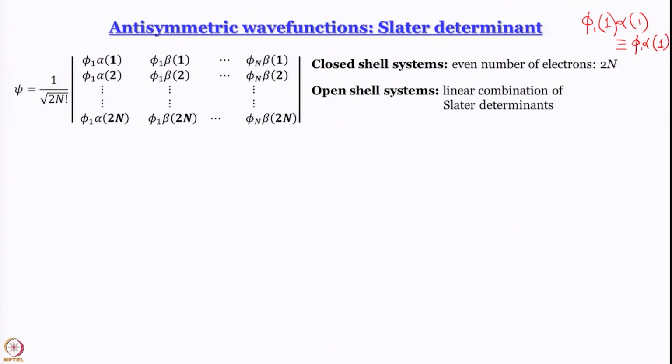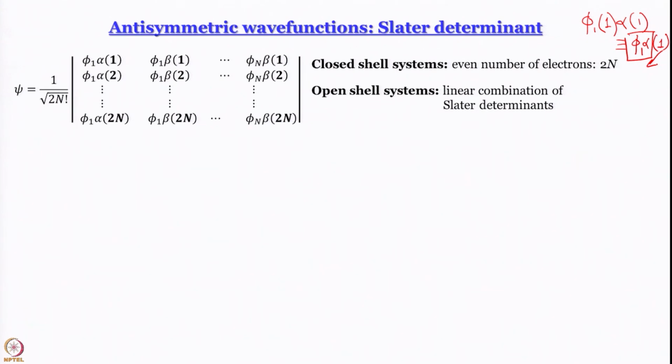So, this is what I mean when I write phi 1 alpha 1. I have forgotten to write this one, here it is, phi 1 alpha 1. So, I hope you understand what I am talking about. This here is your spin orbital, phi 1 is the spatial part, alpha is the spin part, and this one is the electron number, roll number of electron. Okay.